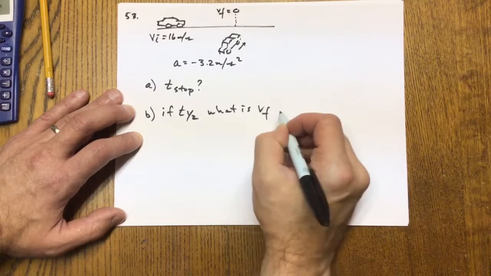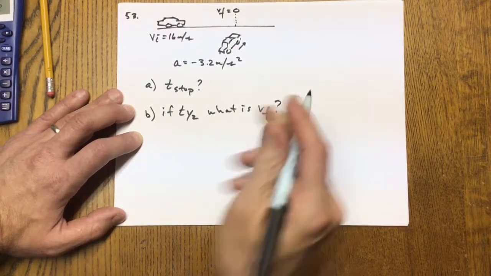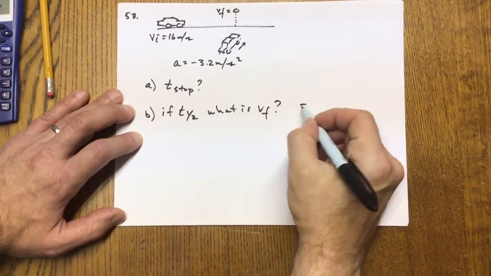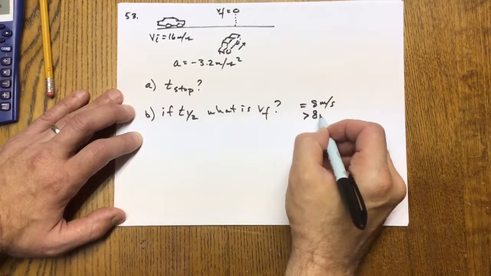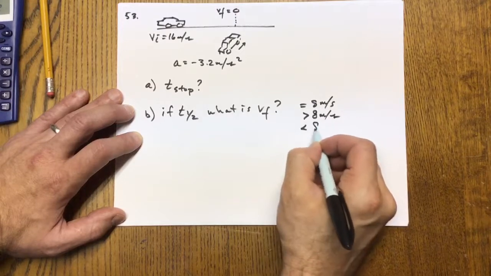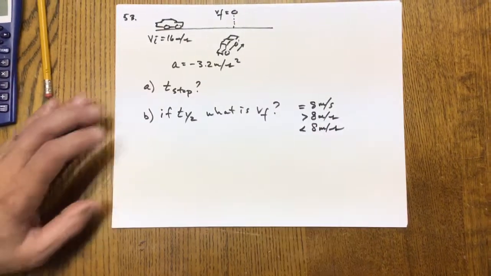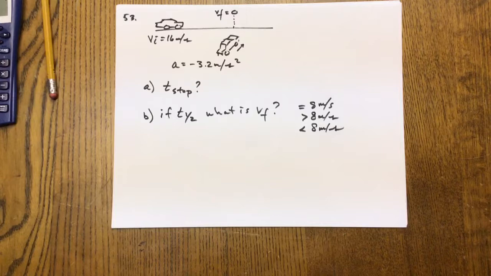What is that final velocity? Is it equal to 8 meters per second? Is it greater than 8 meters per second? Is it less than 8 meters per second? It'll be one of them, right? Part B says, okay, calculate it.